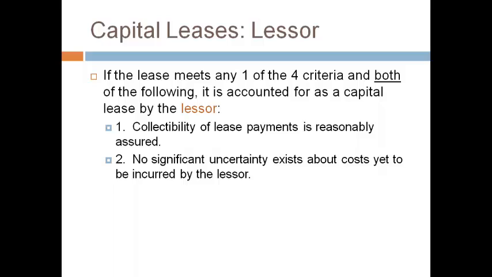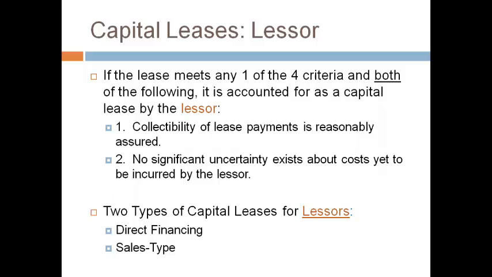operating lease. It is possible for a lessee to account for the lease as a capital lease and the lessor to account for the lease as an operating lease if one of the four criteria are met and these two criteria are not met. A capital lease for the lessor will either be a direct financing lease or a sales type lease.